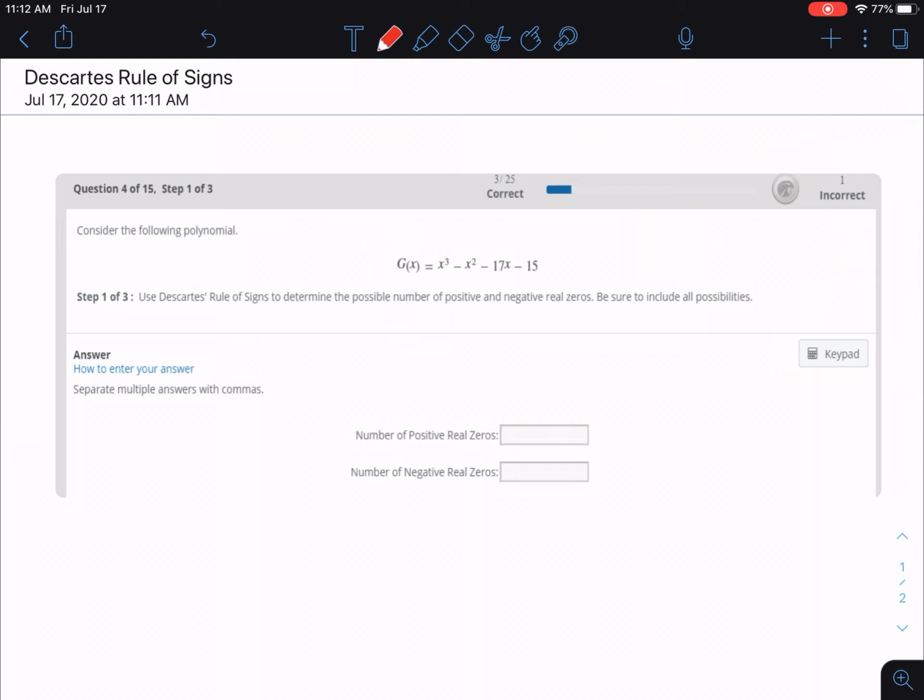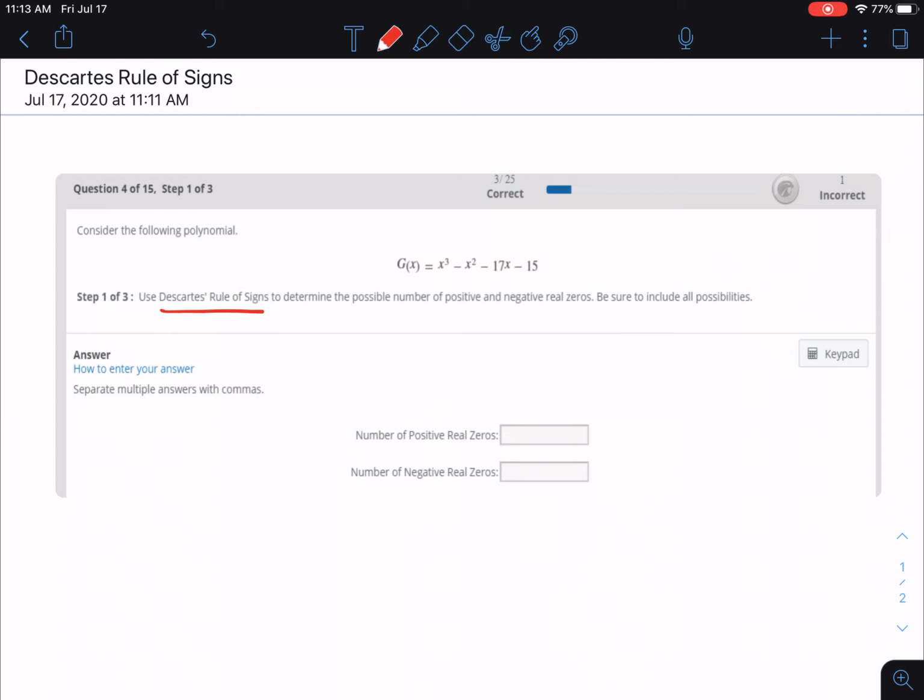So somebody asked me to do an explanation of this question, which asked for Descartes' rule of signs, so I thought I'd post it for all. Descartes' rule of signs is really a tool that we can use to help narrow down all of our choices from the rational zero theorem.